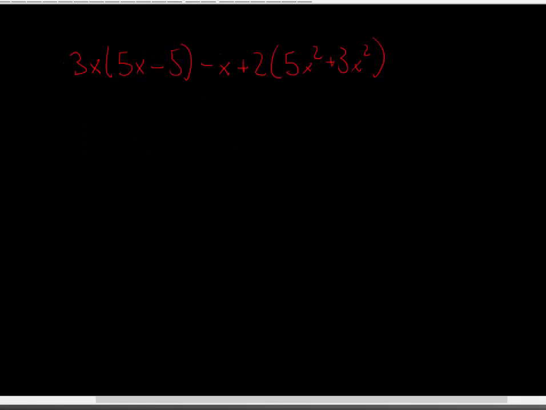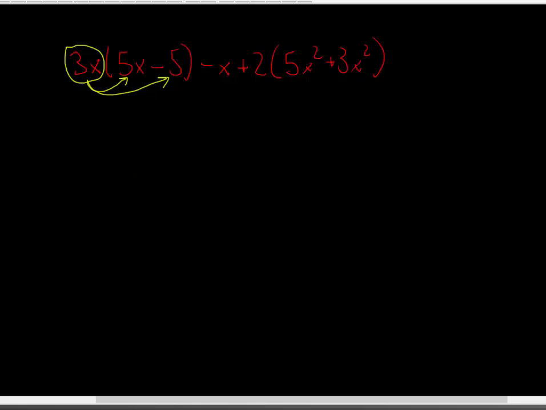Alright, so this is the problem on the same side, same page, but now on the bottom right. If you can handle this problem, you're going to be just fine, and I'm here to walk you through it. So we've got a distribution that we want to start off with right here. We're going to distribute the 3x to the 5x and the negative 5. And then there's another distribution over here, but we're going to get to this one in just a minute.